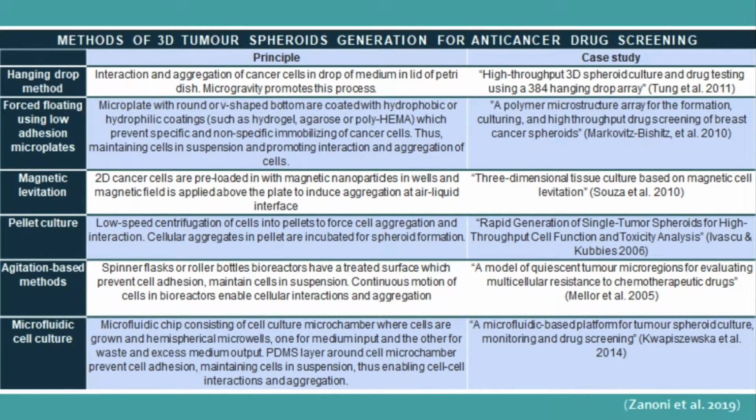Thank you, Ameerah. So first of all, before screening for anti-cancer drugs, we need to synthesize the 3D tumor models. But how to do so? There are actually various methods to produce 3D tumor spheroids. Based on a few case studies, the most common methods are the hanging drop method, the forced floating method using low adhesion microplates, magnetic levitation, agitation-based methods, and microfluidic cultures.